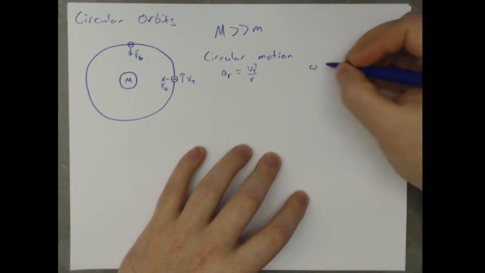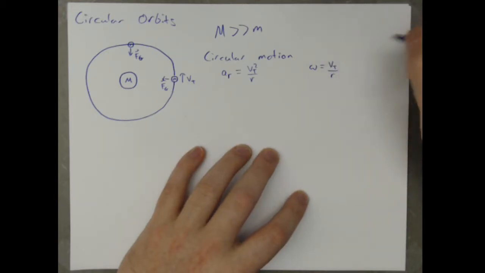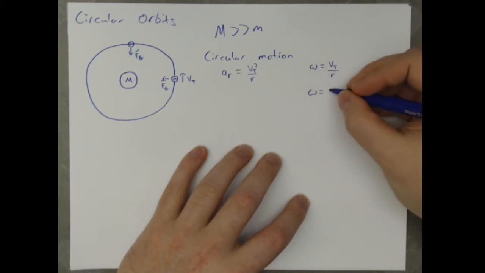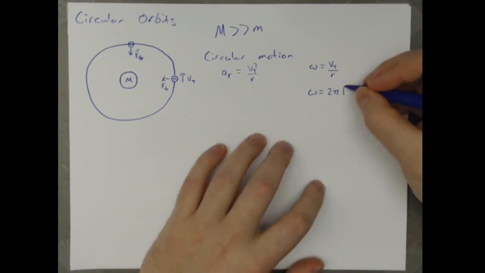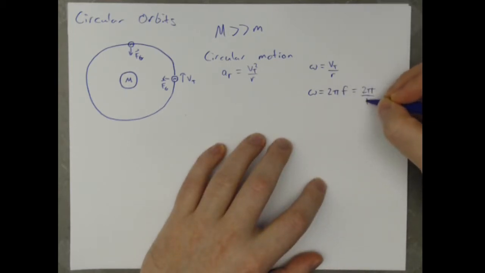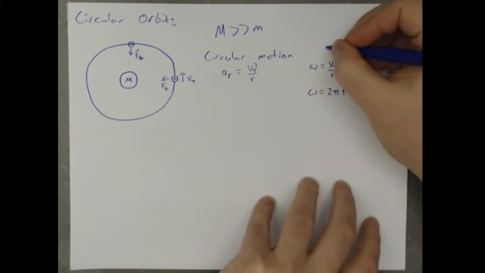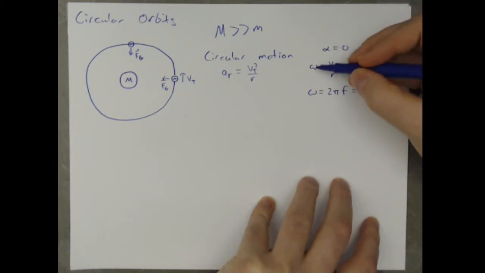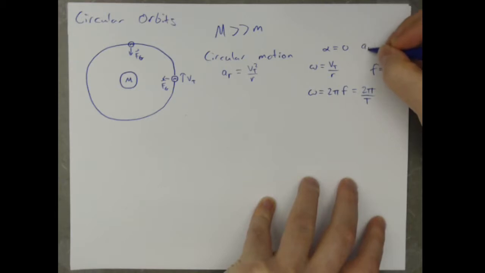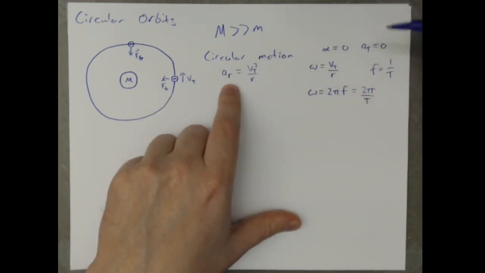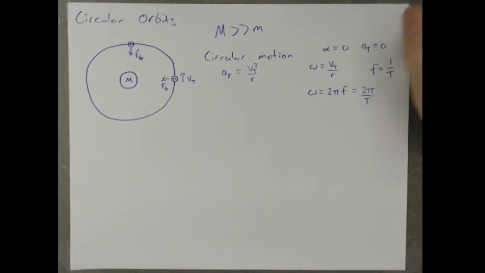We can also remember the other things. We can talk about angular velocity being the tangential velocity divided by the radius. The reason this is actually a little bit more useful is because we can say the angular velocity is 2 pi times the frequency, which we can also say, remember that the frequency is 1 over the period. So we have a lot of these relationships we're going to use. For the circular motion, the angular acceleration is going to be 0, which means our angular velocity will be constant. And because our force is only in the radial direction, we only have a radial acceleration. We don't have a tangential or an angular one. So it's just going to end up being these sort of components.